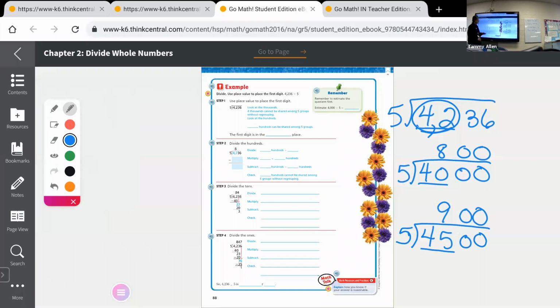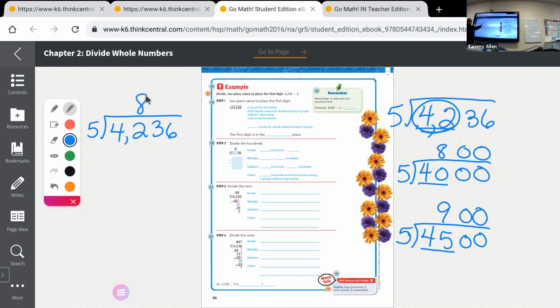Now, could I have picked 30? No, because that's not close, is it? No. All right. Okay. Now let's do the actual 4,236, and we're dividing by 5. We know it's going to be either 8 or 9, somewhere in there, right? Well, 40 is smaller than 42, and 45 is larger than 42, so which one do you think we should use? The 40, the 8, right? Okay?